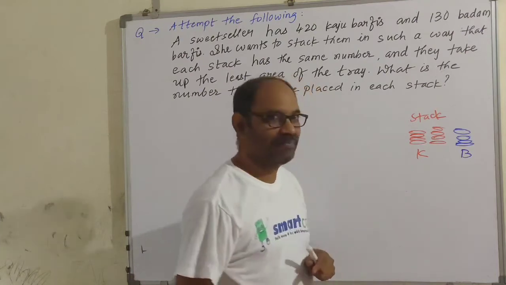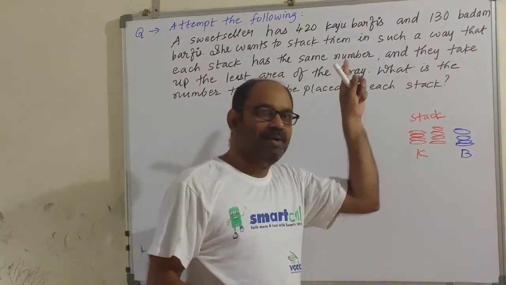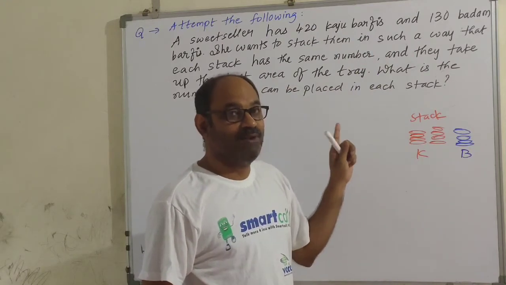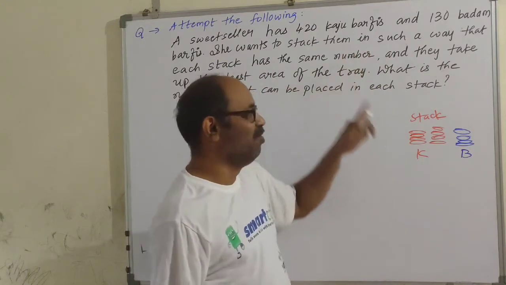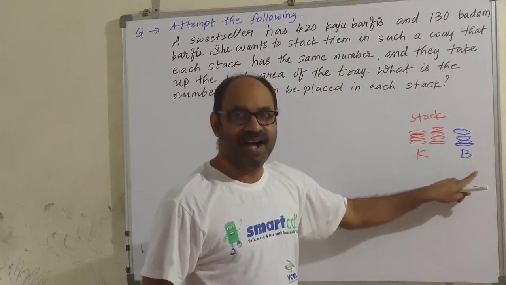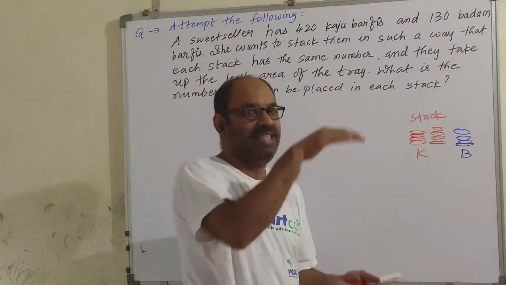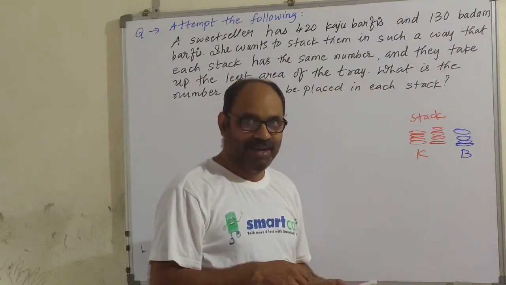Try to understand. It's like the blue marble and red marble game. Instead of blue marbles and red marbles, we have Kaju burfis and Badam burfis. We have to stack them. That means we have to group them. Are you getting me?